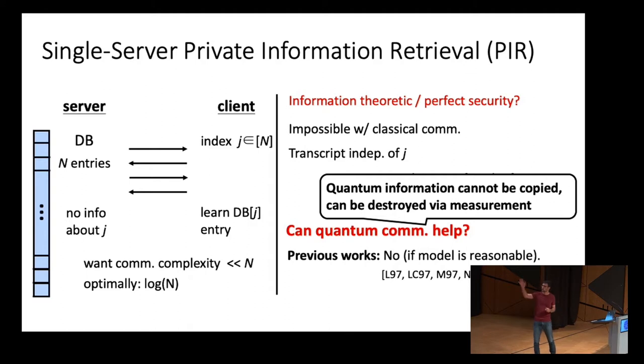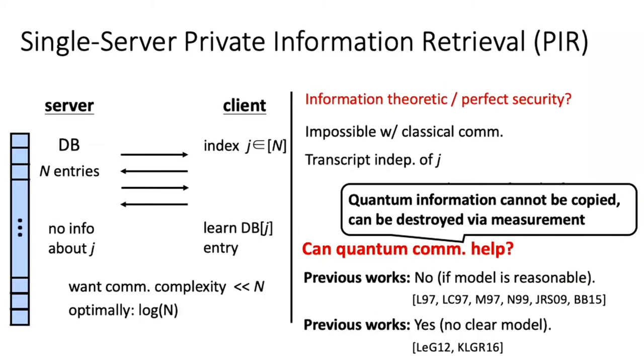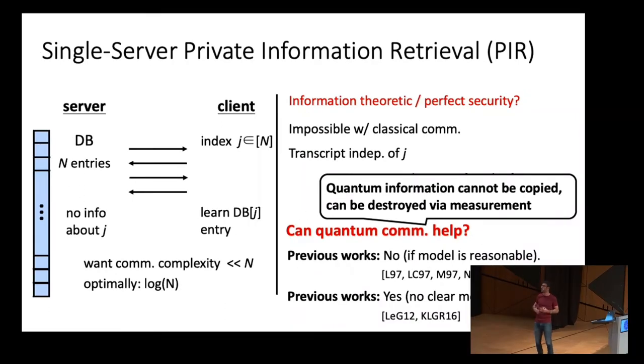For example, you can assume some structure on the database, but this is not the setting that we're going to talk about today. What I do want to mention is at least two works by Le Gall and by Kerenidis et al. that do give some protocol that has non-trivial communication complexity, but the privacy model is actually not very clear in these works. The tension between these two things made us try to think whether it is possible to define a meaningful model where these positive results actually do make sense and do imply some notion of privacy, or whether you can just put it in the trash.